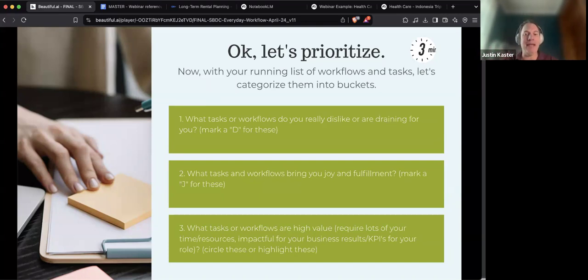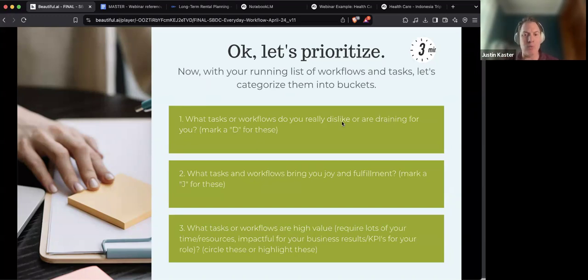And then what tasks and workflows bring you joy and fulfillment? Like you like those. Or another way to think about the J would be, I think a human should own this. I don't think I should be giving this to AI. There's kind of two perspectives, but I think joy and fulfillment's an interesting starting point for that. So go ahead and mark J for those. You may have them all marked D and J, but there may be things that you don't love, but you don't hate them, right? So just leave those blank.